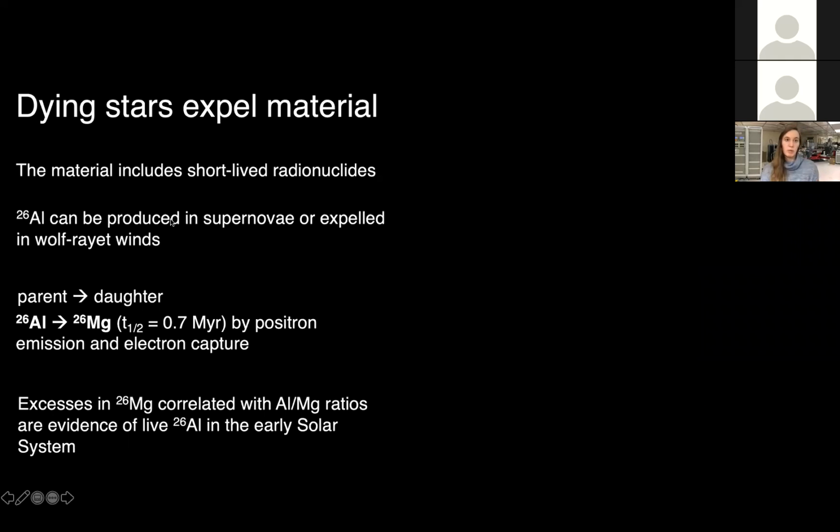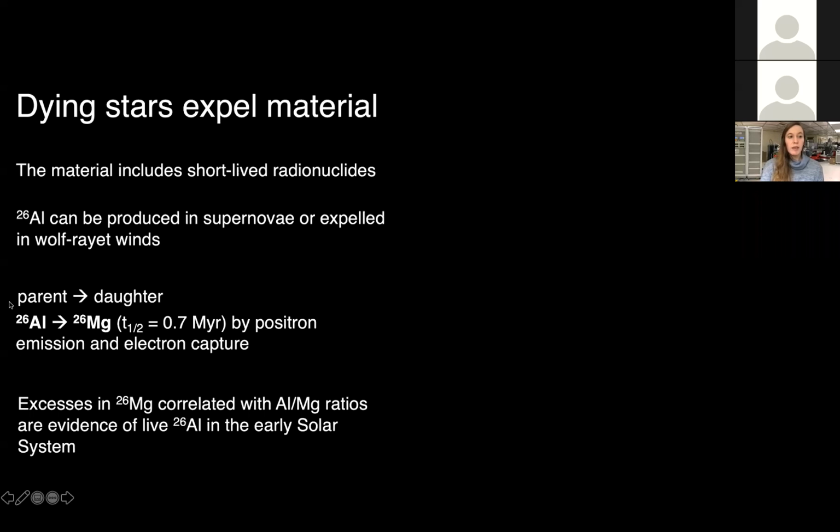Dying stars expel material, of course, and some of this material includes short-lived radionuclides. These are isotopes which were present in the early solar system, but have since decayed away because their half-lives are so short. They're not stable nuclides at all. There's an isotope of aluminum called aluminum-26 that can be produced in supernovae or expelled in Wolf-Rayet winds, and this is one such short-lived radionuclide.